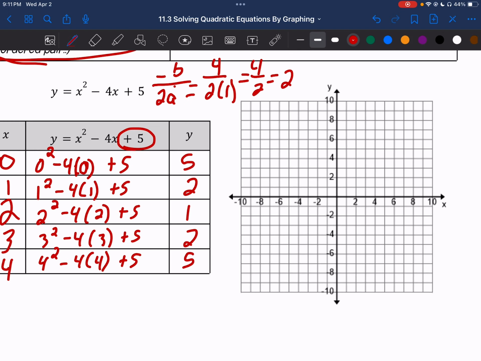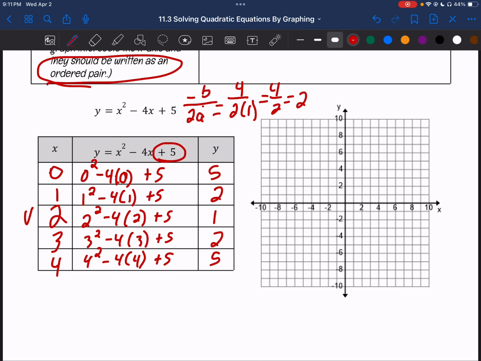So now let's plot these points on our graph. We have a point at 0 and 5. We have a point at 1 and 2. We have a point at 2 and 1. We have a point at 3 and 2. We have a point at 4 and 5. So we have our graph.